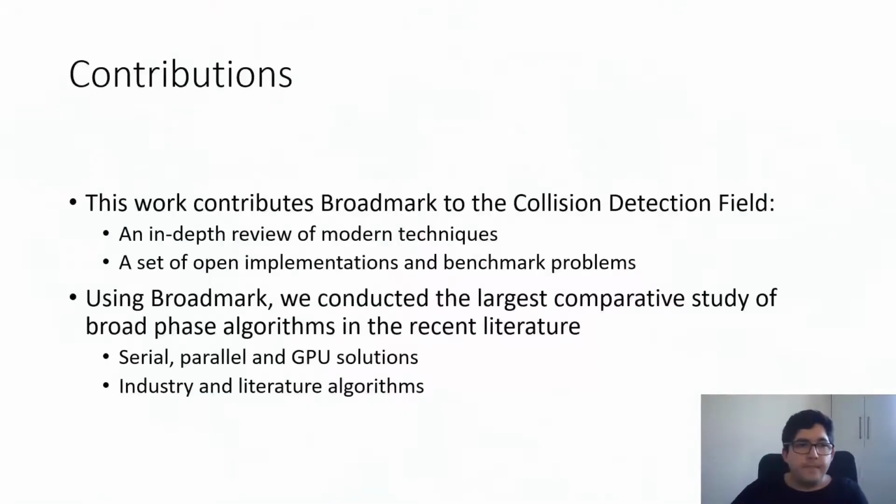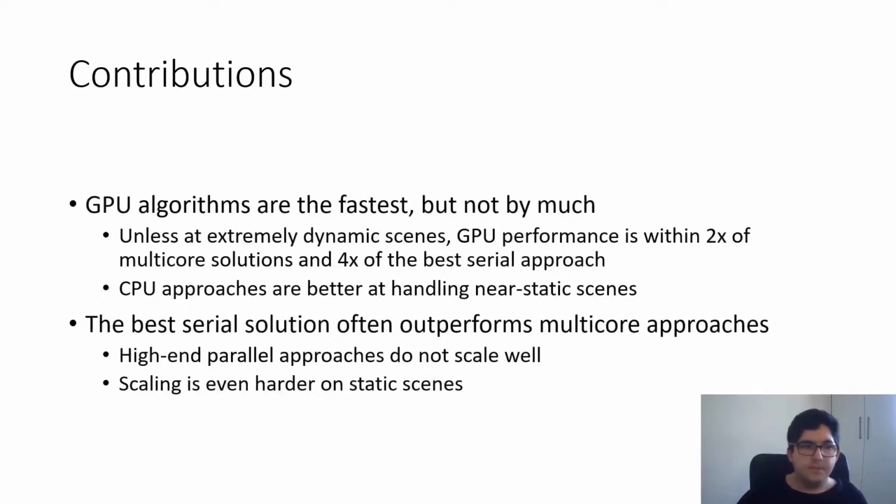So concluding, this work contributes Broadmark to the collision detection field. It's an in-depth review of modern techniques. It's a set of open implementations and benchmark problems. And using Broadmark, we've conducted the largest comparative study of the recent literature, showing serial, parallel, and GPU solutions, both from industry and literature. And we found that GPU algorithms are the fastest, which is kind of expected, but not by much. Unless in extremely dynamic scenes, which is the case of gravity, GPU performance is within 2 to 4 times the best serial solution.